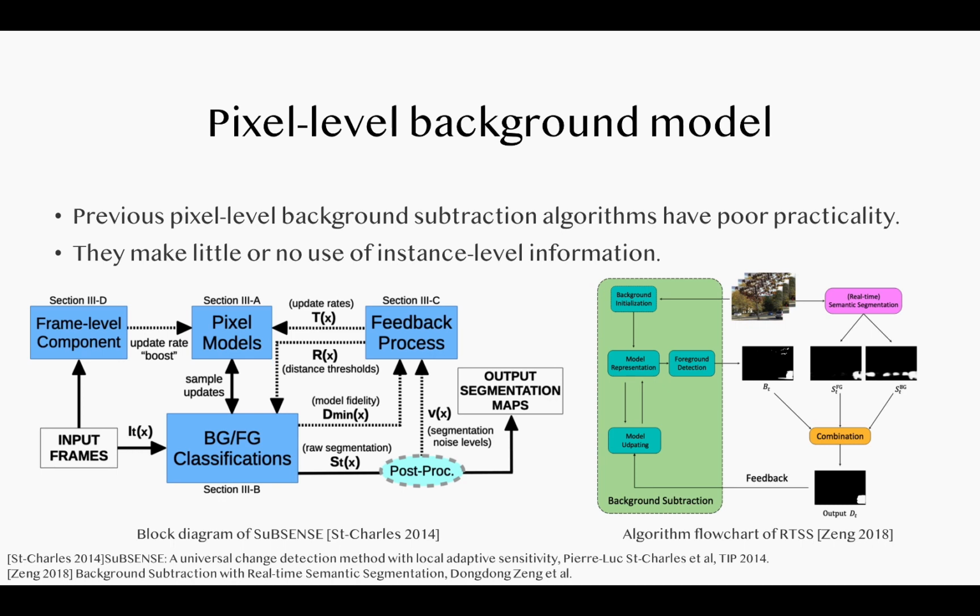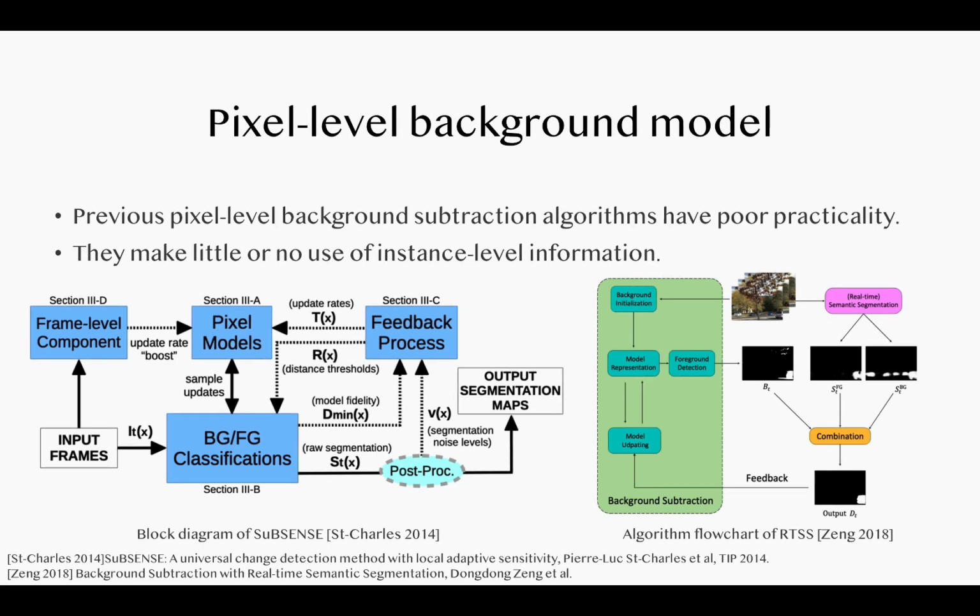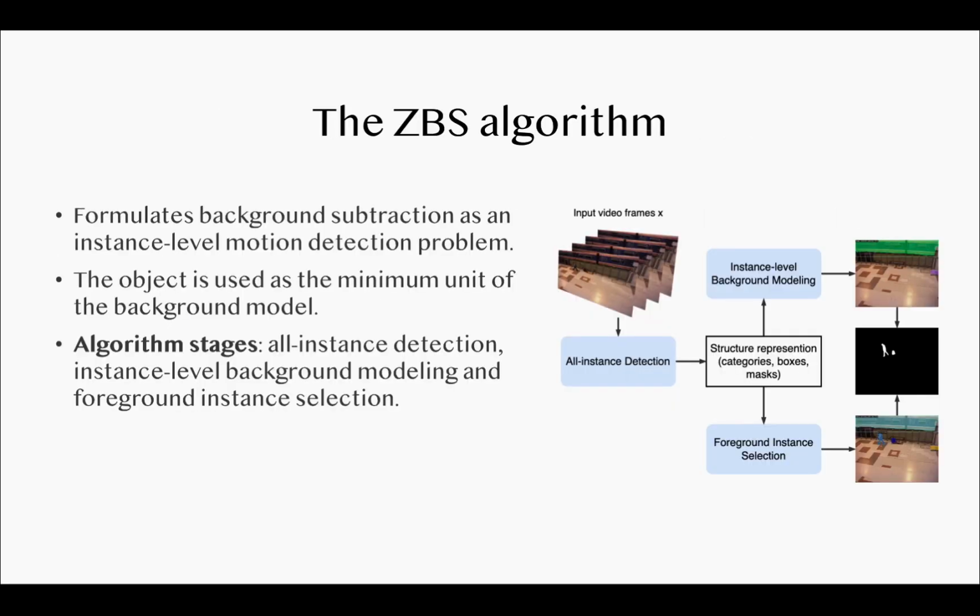Prior traditional unsupervised methods primarily use local information, which makes them less robust against background noise and shadows. Furthermore, unsupervised methods that relied on semantics needed predefined foreground categories, which limited their ability to adapt to unfamiliar situations. These methods were not very practical and seldom made use of instance-level information. For this reason, we designed ZBS, which treats background subtraction as an instance-level motion detection problem.